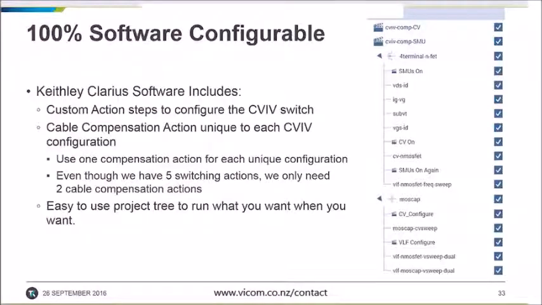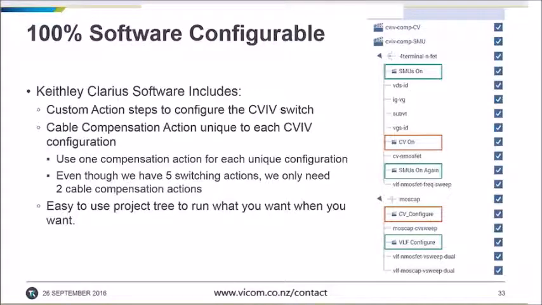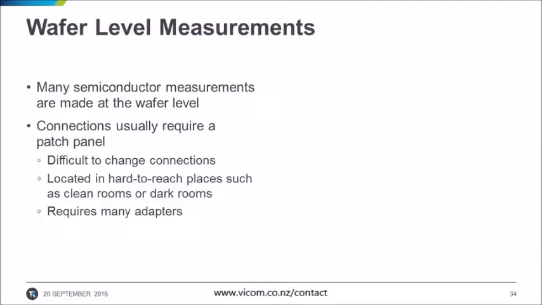There are 2 types of action steps which you use to control the CVIV. One is the CVIV switch, which changes the configuration of the CVIV between tests, and the other one is the CVIV cable compensation step, which allows us to store cable compensation values to be used with each switching configuration, which we have switched using the CVIV switching action.